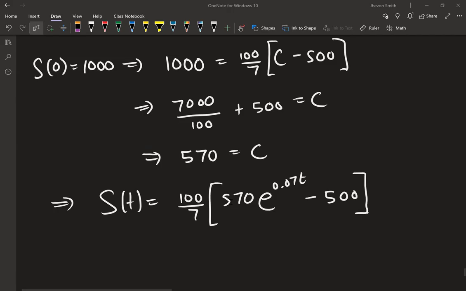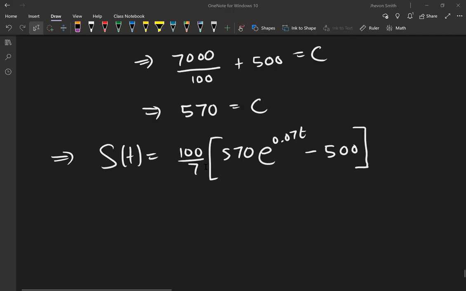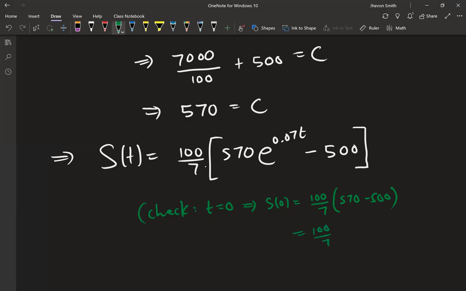All right, and here you can actually do a quick check in your head. You don't need to write this out, but check. If you plug in t equals 0, then S of 0 would be equal to 100/7 in parentheses, 570 minus 500. That's 100/7 times 70. This is just 100 times 10, and you get 1,000, as you expected. So at first glance, this does work out.